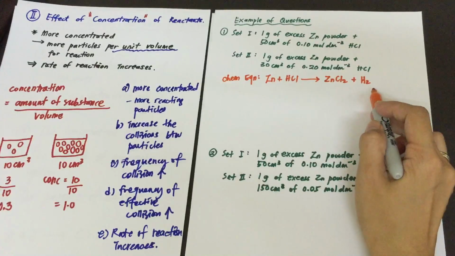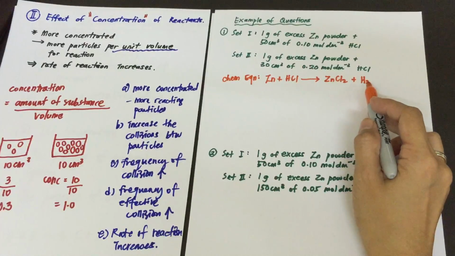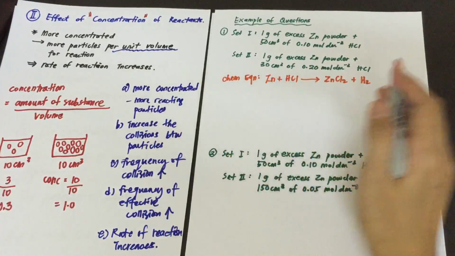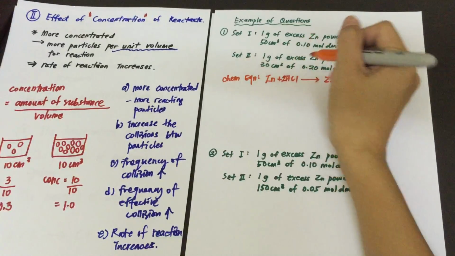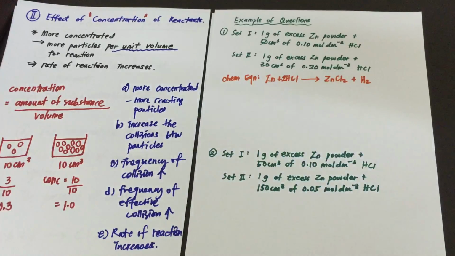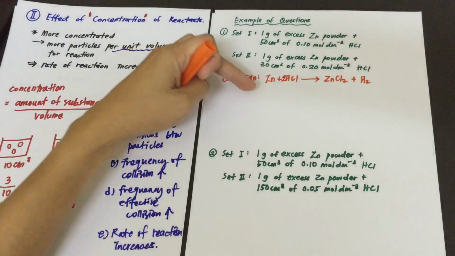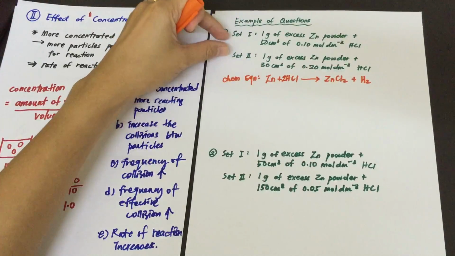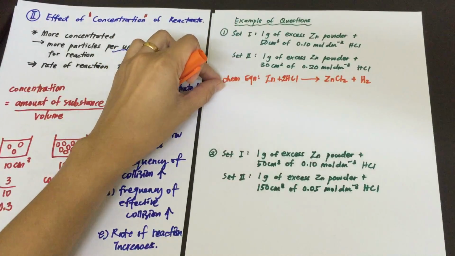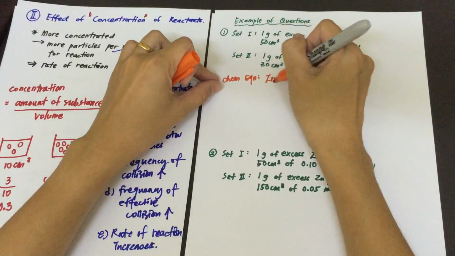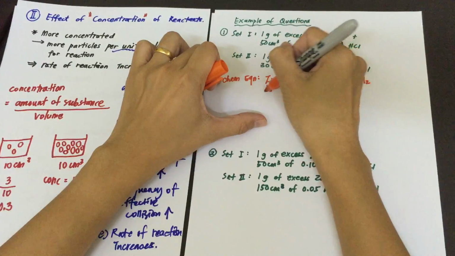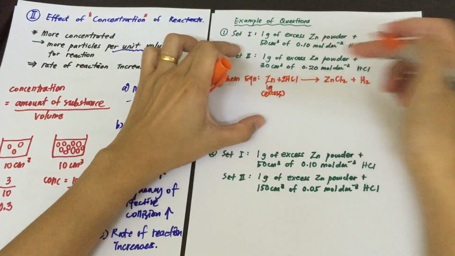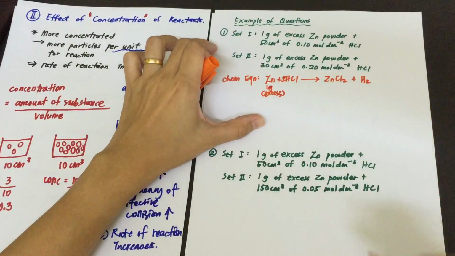So after we put down the chemical equation, make sure you check the balancing of the left hand side and right hand side, and hence we need to balance it with a 2 on the hydrochloric acid. Okay, and then we continue to fetch the information from the reaction condition into the chemical equation, in which we have 1 gram of zinc, but it is in excess. And for this HCl, the two sets are different.